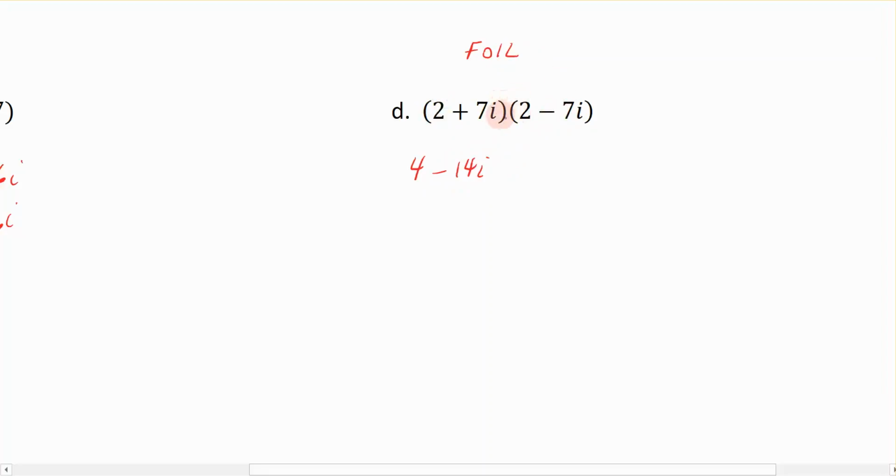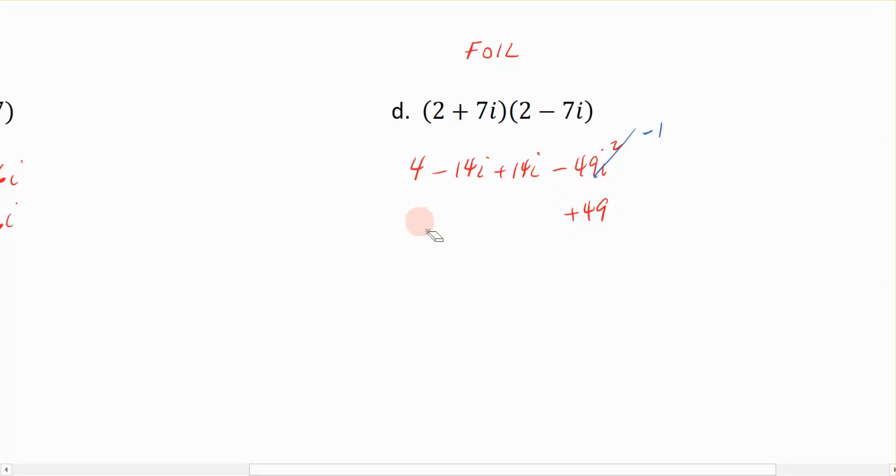Now we do the inner terms, which is a +7 times 2, which is a +14, but don't forget the i. And then we have the last term here. Now that is going to be 7 times -7, which is a -49, i times i, which is i squared. But just like our previous example, we know i squared is really -1. So this -49 turns into a +49, and I have a 4.